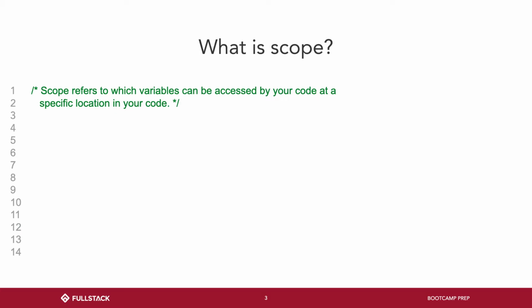So scope refers to which variables can be accessed by your code at a specific location in your code. Let wow equal the string wow. Console.log wow. What do you know? We get wow, okay? Let wow is declared inside of the global scope, and we access it here in the same scope. So there you go.